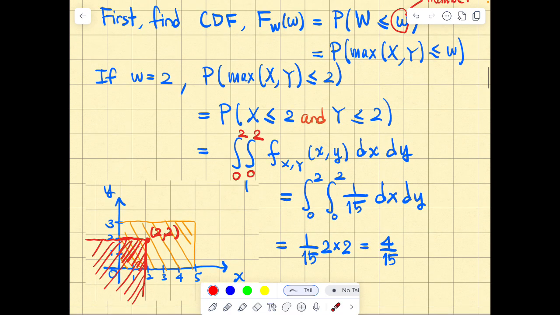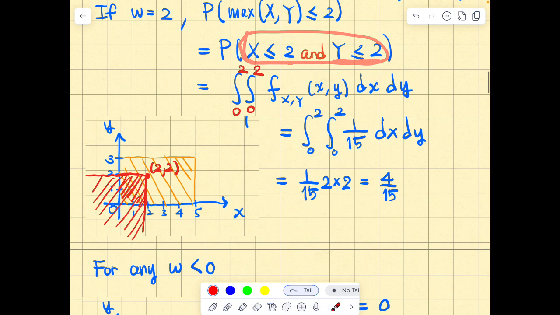So if you look at this event where X is less than 2 and Y is less than 2, X equal to 2 is right here. Y equal to 2 is right here. So we got this point (2, 2). X and Y less than 2 means it's corresponding to this red area. Okay. So we want to find the probability of this red area.